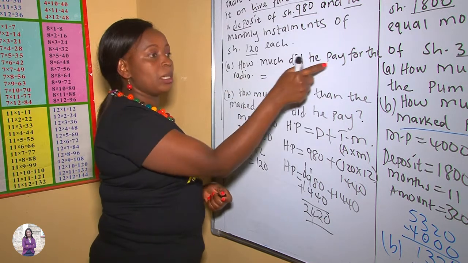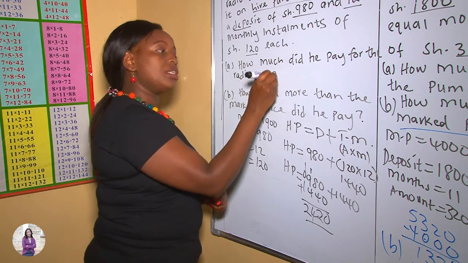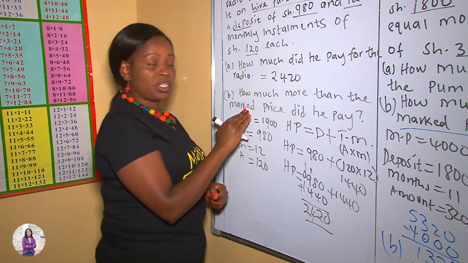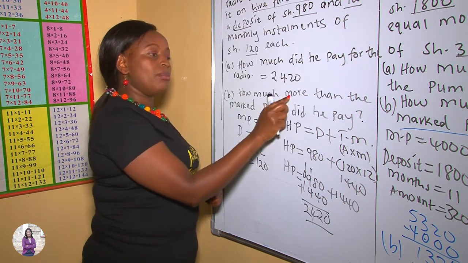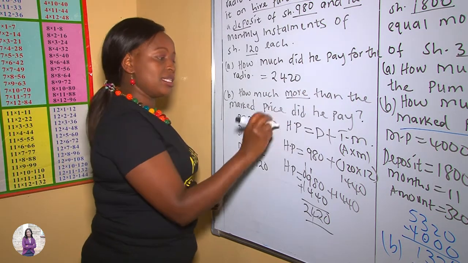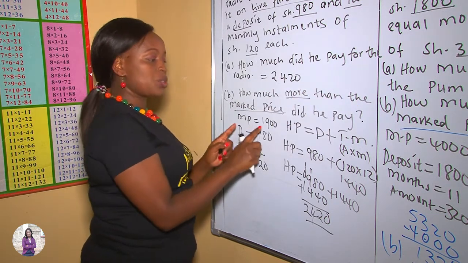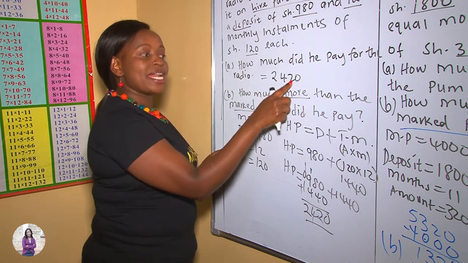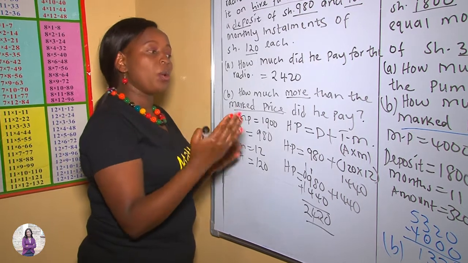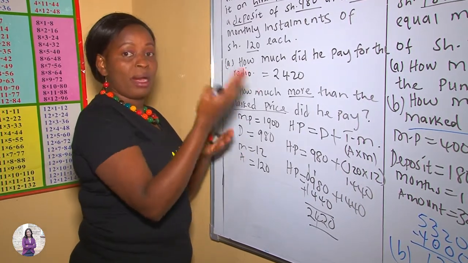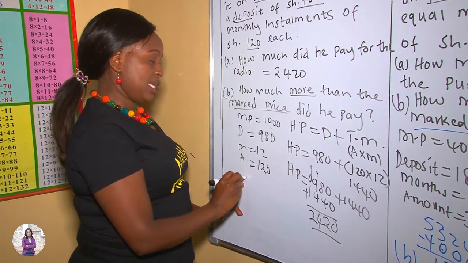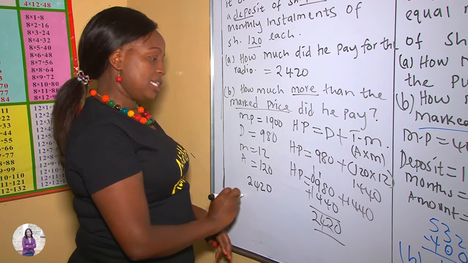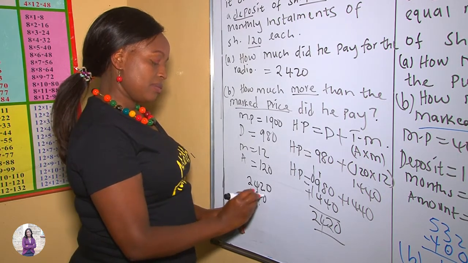Now, we have answered our first question. That is, how much did he pay for the radio? He paid 2,420 shillings. Let's answer the second question. That's question B. How much more than the marked price? Our marked price was 1,900 and he ended up paying 2,420, meaning he paid more. We want to know how much more. So we say our hire purchase of 2,420, take away our marked price.